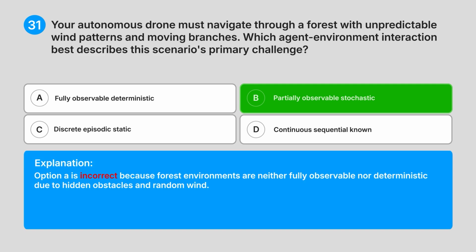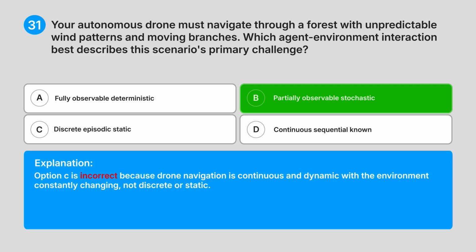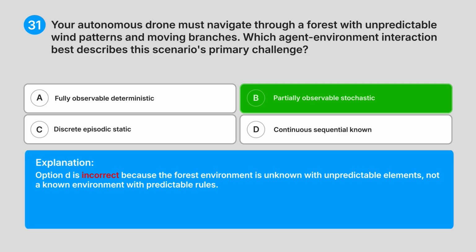Option A is incorrect because forest environments are neither fully observable nor deterministic due to hidden obstacles and random wind. Option C is incorrect because drone navigation is continuous and dynamic with the environment constantly changing, not discrete or static. Option D is incorrect because the forest environment is unknown with unpredictable elements, not a known environment with predictable rules.